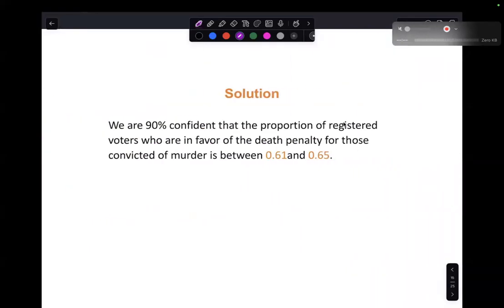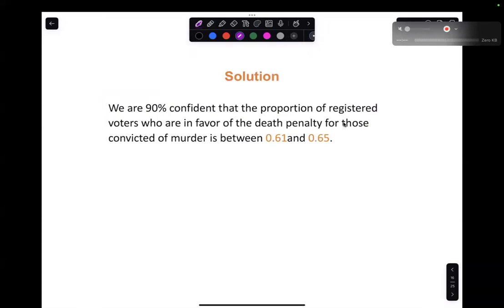And here's what they got right there, which is what we got also. We just rounded differently: we didn't round to 2 decimal places, we went to 4. So they're saying we're 90% confident that the proportion of registered voters who are in favor of the death penalty for those convicted of murder is between 61 and 65%. Questions before we do another one?